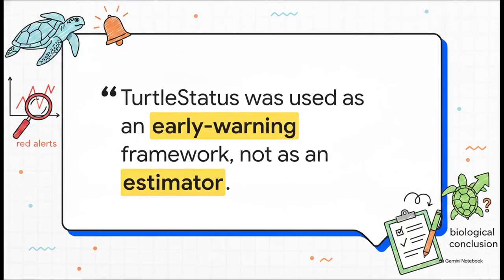In fact, to prevent any kind of misinterpretation, the creators actually provide exact template language you should use when publishing your reports. It explicitly states that TurtleStatus was used strictly as a screening framework, not an abundance estimator, and it notes that any red alerts were manually audited for changes in effort, site, or method before anyone jumped to a biological conclusion. Seriously, use this exact language to protect the integrity of your findings.